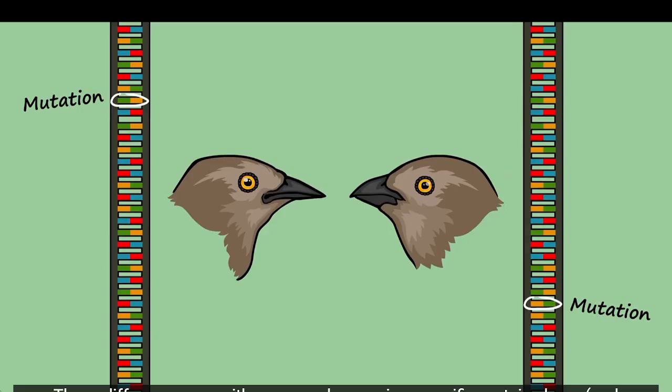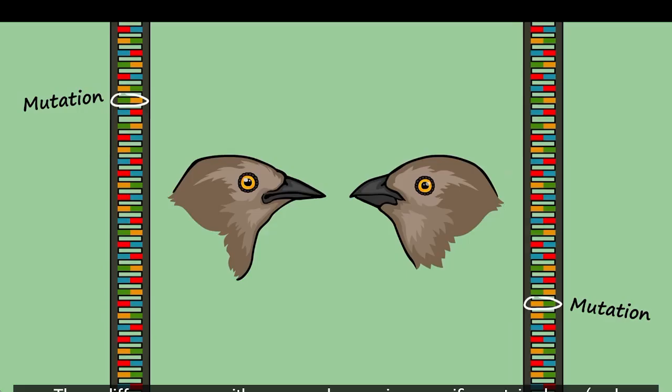If that trait is an advantage to those organisms, let's say that there were some nuts that had a really strong shell. Which of these birds do you think would do better breaking open strong-shelled nuts? The one with the bigger beak, because it's a stronger beak, it's going to have more crushing force.